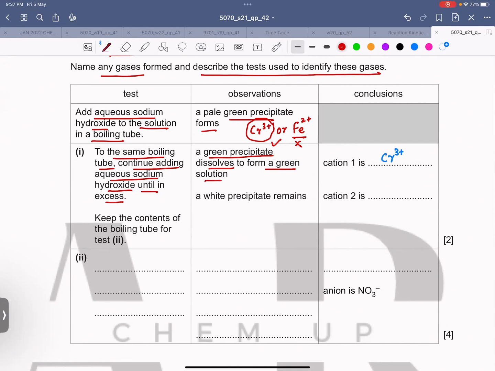And then they said that a white precipitate remains. So it means there is a white precipitate as well, and it remains insoluble, which clearly indicates that these white precipitates are of calcium 2 positive ion.